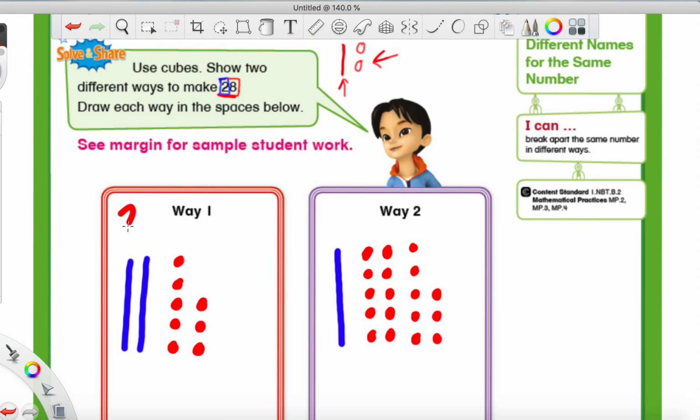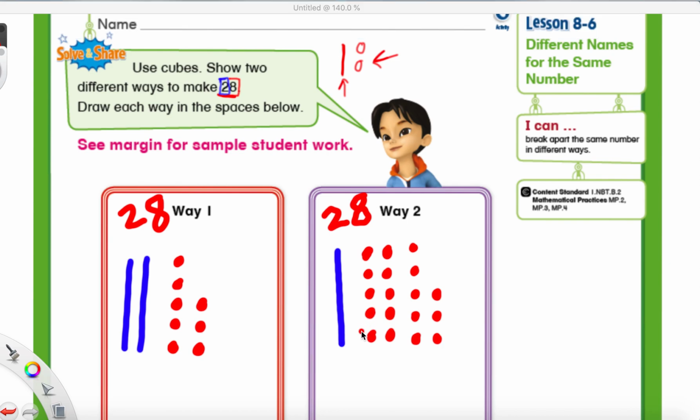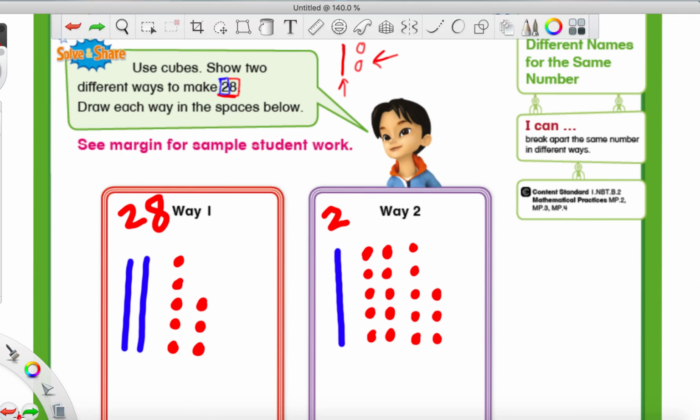We have 28 over here, and we still made 28 over here. All we did was make it look a little different. So what we're really going to focus on today, guys, is how to make the same numbers with different 1s and 10s. That's it. So no matter what, we're going to be making the same numbers on both sides. And there's even another way we can make 28. Can you think of one more way we can make 28?